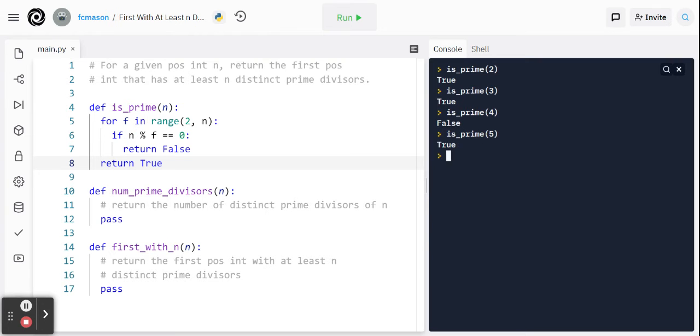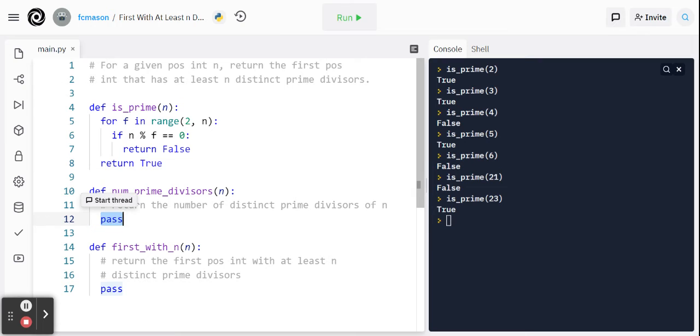So how about 5? That should be true. How about 6? That should be false. Okay, so how about, I don't know, a bit bigger of a number, 21 should be false because that's divisible by 3. So how about 23 should be true? Okay, so I have great confidence in this function that it does correctly return the answer to the question, is this number prime?